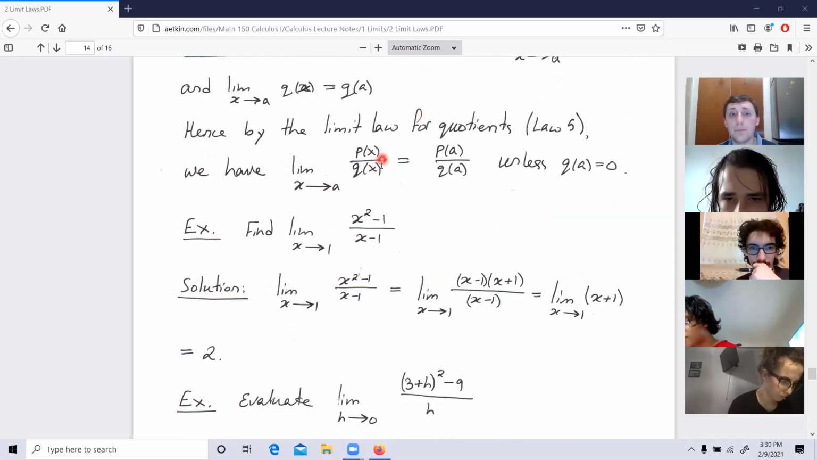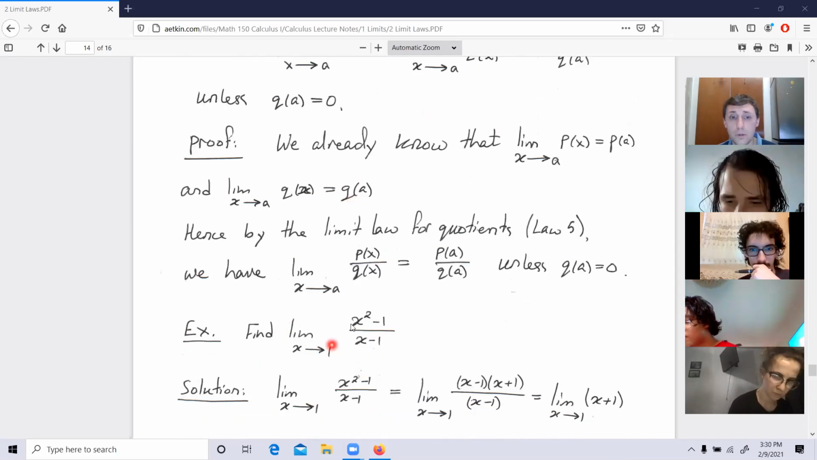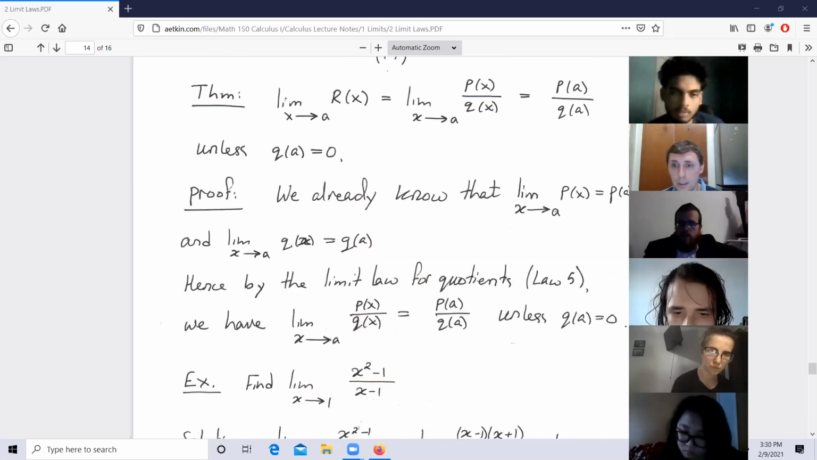So here is an example. Do me a favor and calculate the limit as x goes to 1 of (x squared minus 1) over (x minus 1), okay? I will let you go in a few moments. If you have to leave, you can leave.